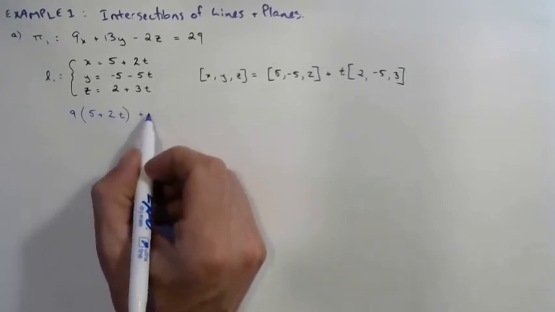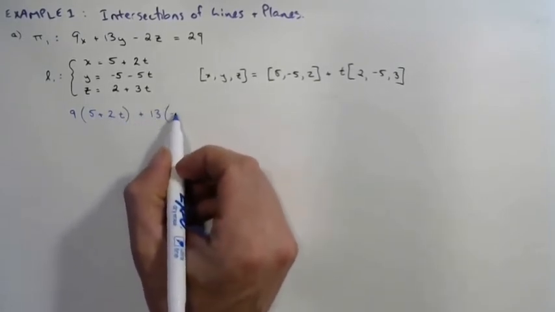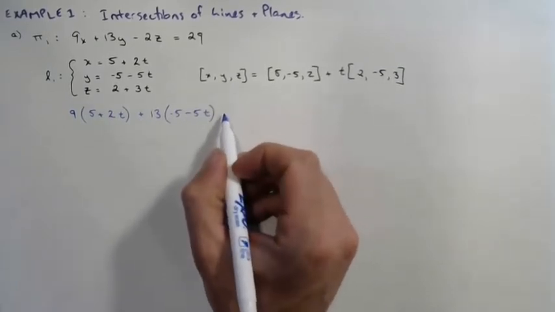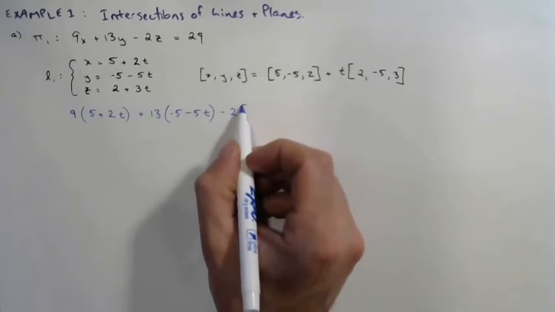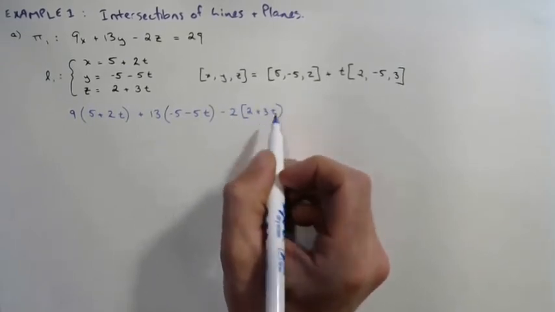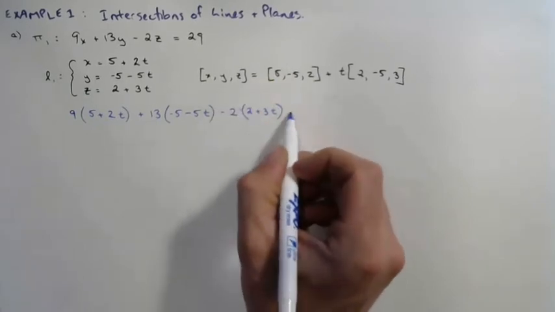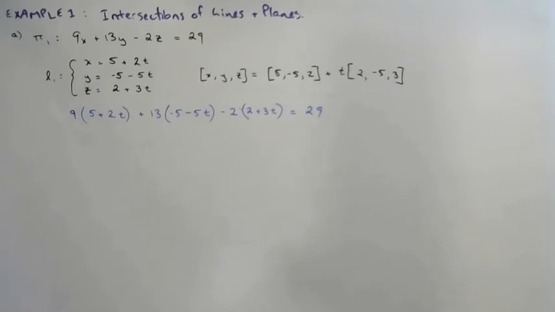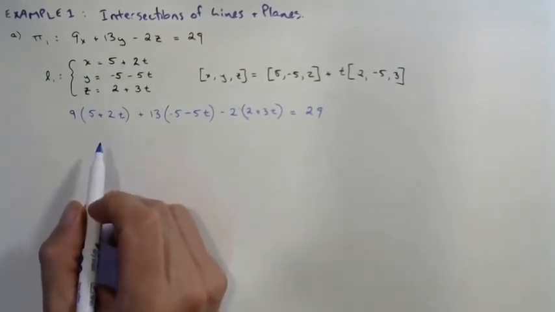Then I'm going to add 13y, but for y, I'm going to put in -5 minus 5t, and -2z, but for z, we're going to put in 2 plus 3t, rounded brackets, equals 29. So now I'm going to expand and solve for t, and we're going to see how many values of t end up being solutions for this problem.